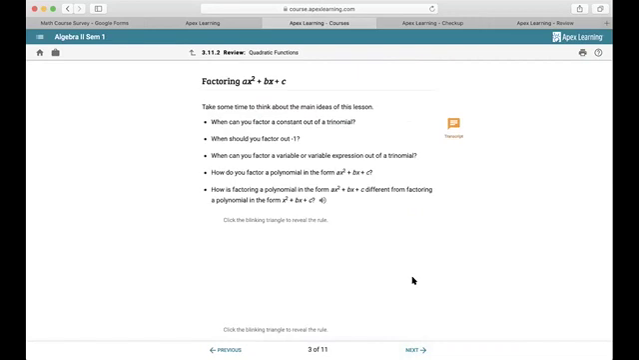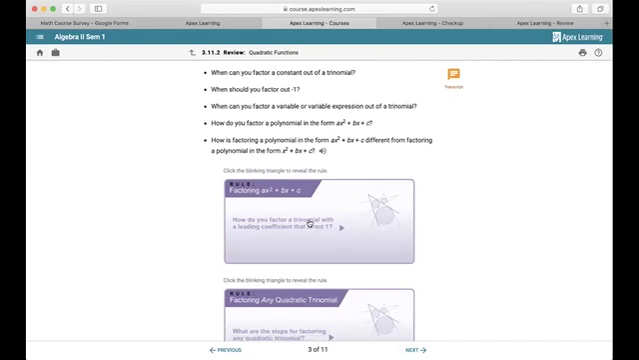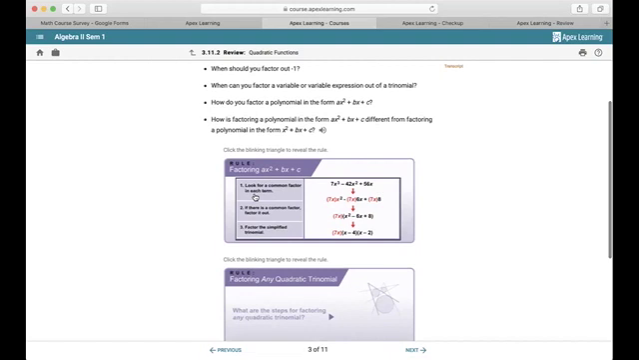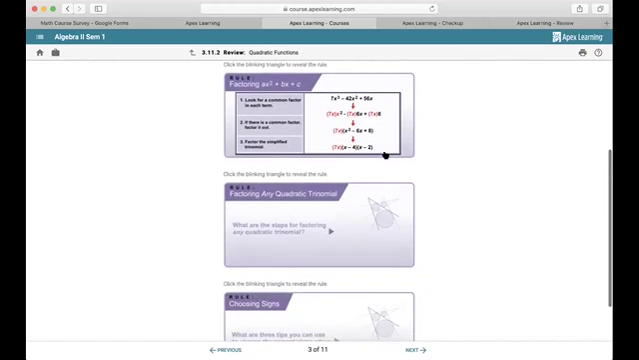For factoring ax squared plus bx plus c, this is a trinomial where the leading coefficient is not 1. We didn't have a lot of those in our checkup, so please make sure you go back and look at this. The first thing is, can you factor out a? Can you factor a out of everything? If you can, then you take a out and you treat this like a normal quadratic equation.